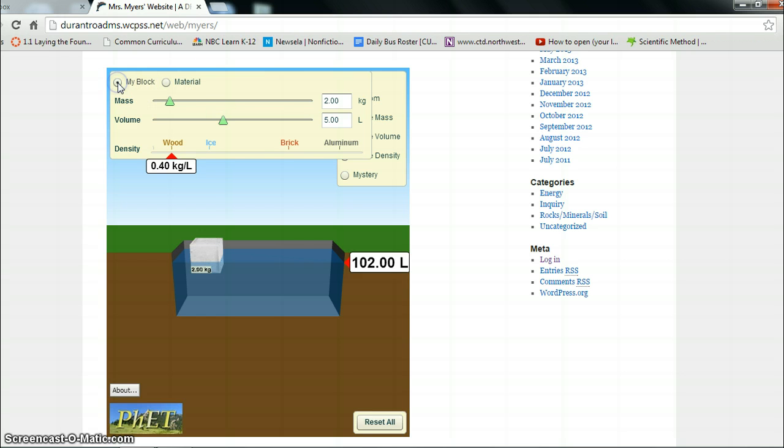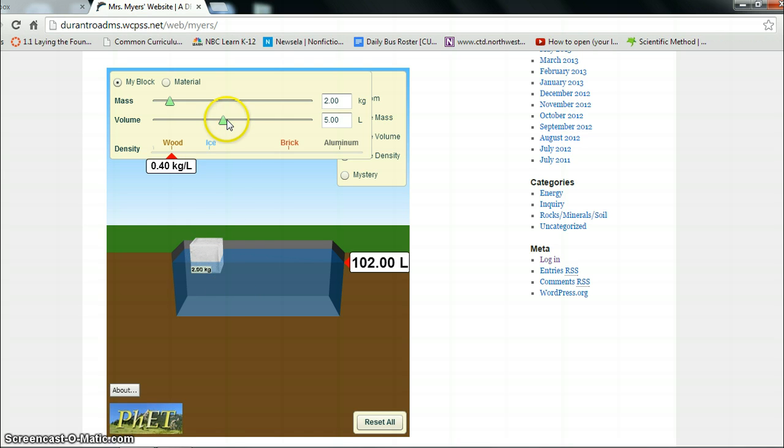But what you'll do is click My Block. So there is this random block of whatever. Its initial mass is 2 and its volume is 5. Now, just by looking at this picture, you should be able to make a prediction about what the density of my block is. Because if this block is floating, I know that the density of this is less than 1. All right, how do I know that? Because the density of water is 1. So my block is floating, therefore the density of the block is less than 1.